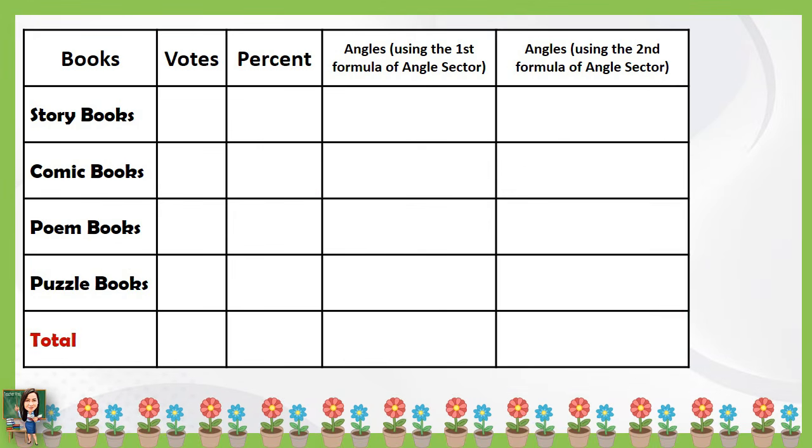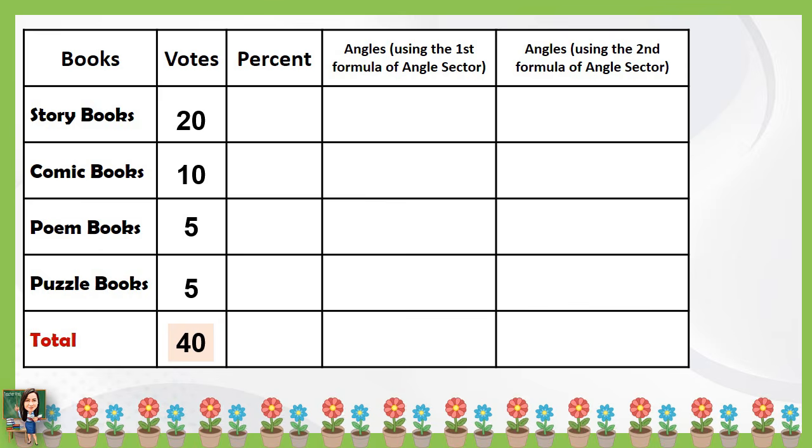Another way to show the graph is by writing a table. In the first column, we have books. And in the second column are the number of votes. For storybooks, the number of votes is 20. Comic books, 10 votes. Poem books, 5 votes. And puzzle books, 5 votes. For the total of 40 votes.